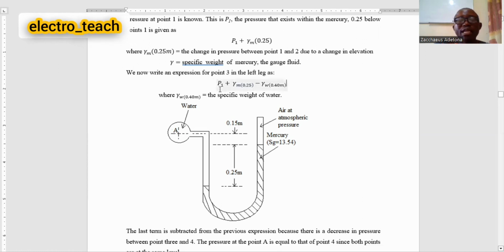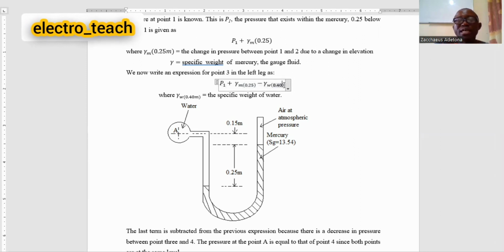So what we obtained earlier is P1 plus gamma m times 0.25. Now we can now say minus gamma of water multiplied by 0.4 meters. So we can now simplify this and determine the final answer.